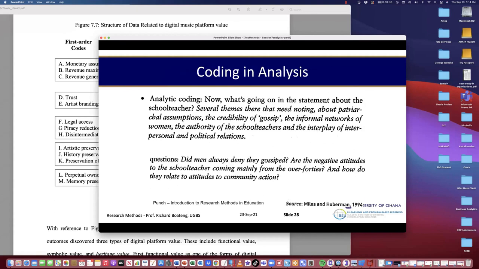But when you want to do analytical code, you bring the two together. When you bring the two together, there are several things that can come up, several themes. About patriarchal assumptions coming from people who are 45 years and above and male. Number two, the credibility of gossip. When you say that he doesn't listen to gossip, he's thinking, is it women staff? So women are the ones who gossip. Informal networks of women, the authority of school teachers, the interplay of interpersonal and political.